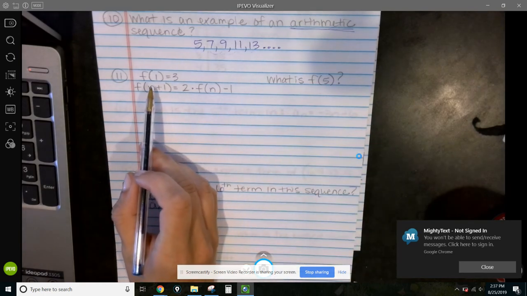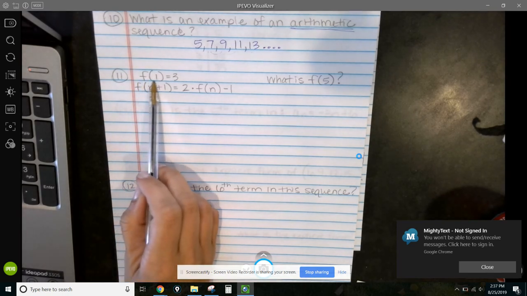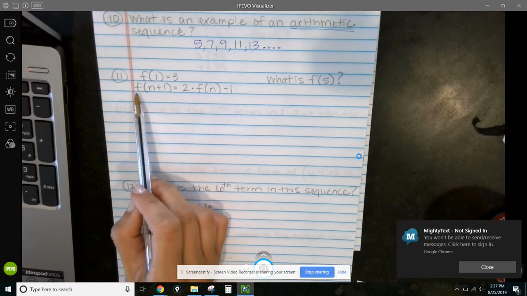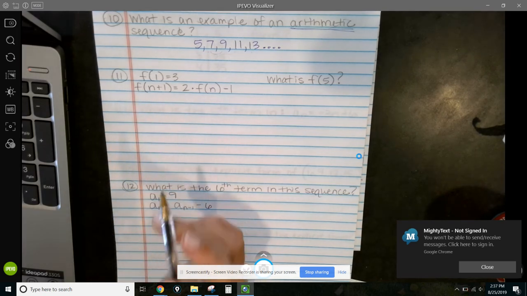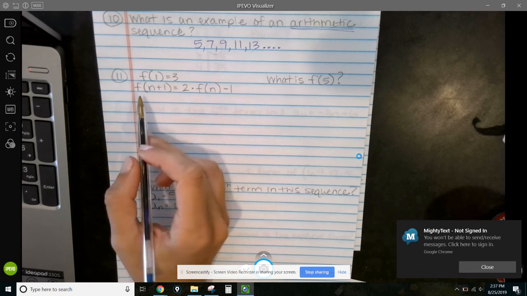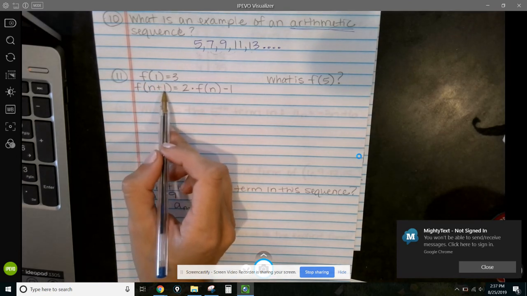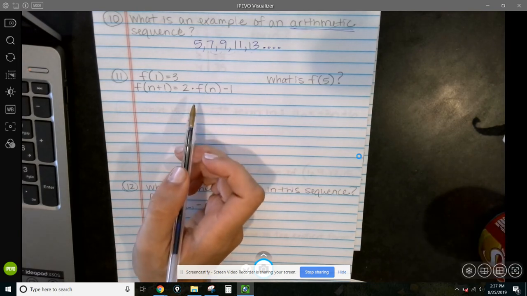Next one. This is where I think it gets a little bit trickier. So they're going to give you a recursive formula, which means that they are giving you one answer and then something based on that previous answer. It's a little bit tricky. So let's walk through it. So if they tell you that f of 1 equals 3, and then they tell you this, f of n plus 1 equals 2 times f of n minus 1, well, that seems really tricky.